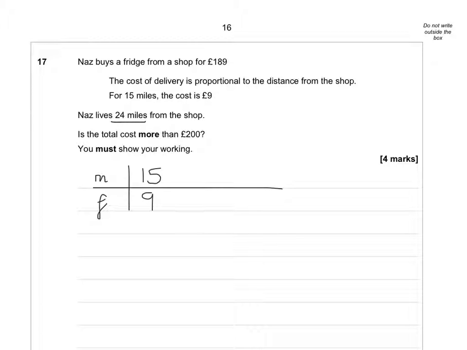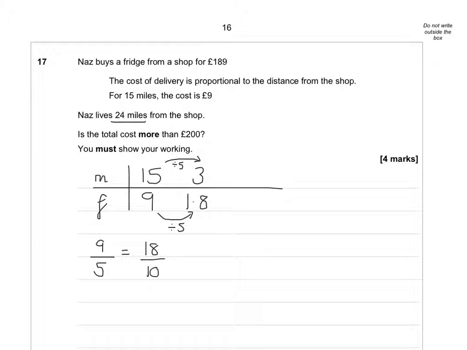Now 24 is in the 3 times table, and so is 15. So what I'm going to do is work out how much it is for 3 miles. Now to do that, I'm going to divide obviously by 5. So I've got to work out 9 divided by 5. Now we don't have a calculator, so I'm going to do it using equivalent fractions. There are other ways. So 9 divided by 5 is equivalent to 18 divided by 10, which is 1.8. So I know that 3 miles costs £1.80.